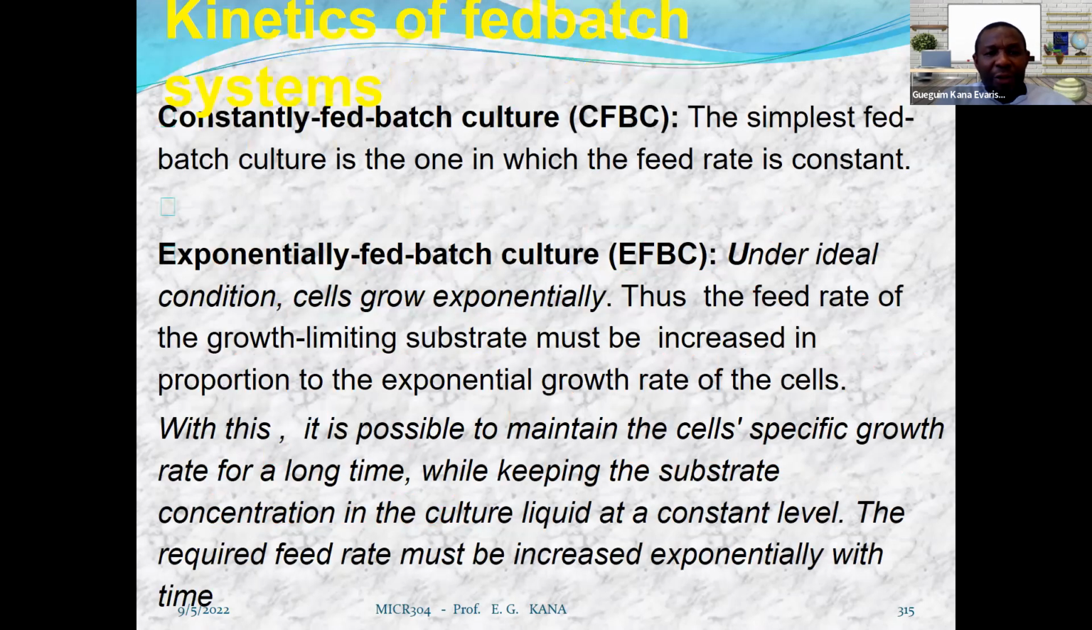And you have basically two ways of feeding the reactor, right? You can feed it constantly. You could have a constant feeding of a reactor, or you could have a kind of exponential Fedbatch system. Now, let's look a little bit at the exponential feeding of the bioreactor.